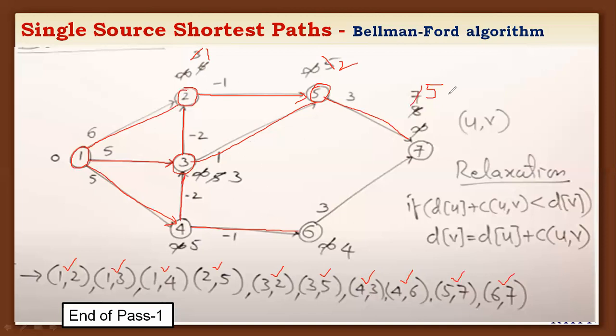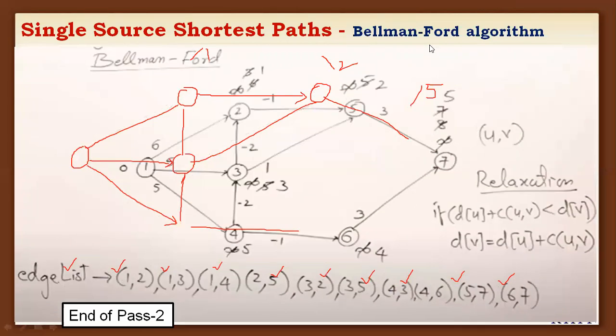So here the second cycle is also over. In the second cycle, if you apply all the edges to the given graph, after the end of pass 1, we will get it in this way. So this is called pass 2. Now we will see how pass 2 will be generated.